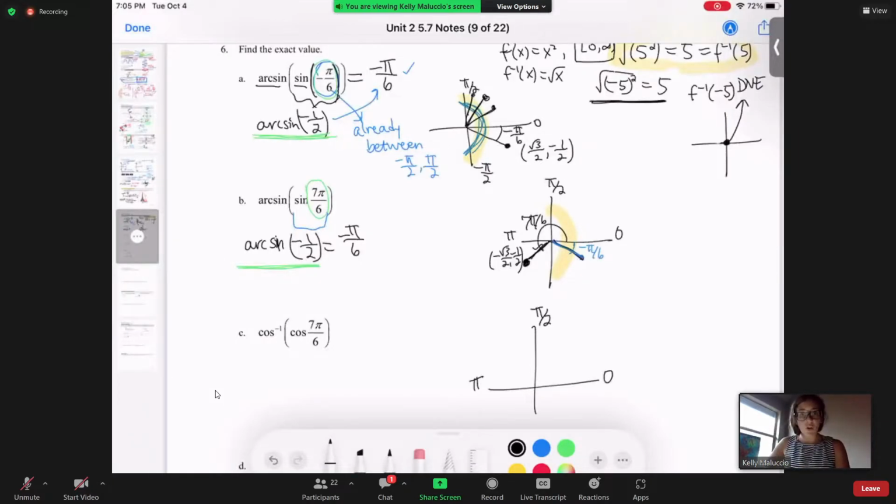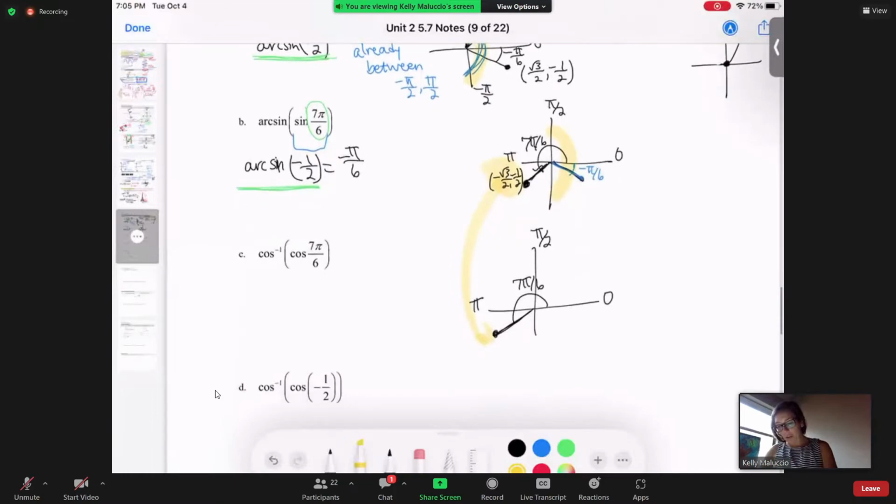And so 7 pi over 6 is just here. Like, this is again not drawn to scale, but this is 7 pi over 6. And so cosine of that, well, I just drew that point. This point is the same point that goes here, right? So I just drew that. So if I want to get my cosine of this, it's negative root 3 over 2. So then I have inverse cosine of negative root 3 over 2.